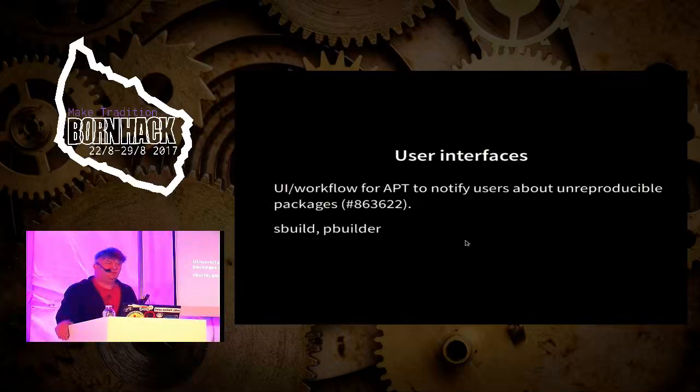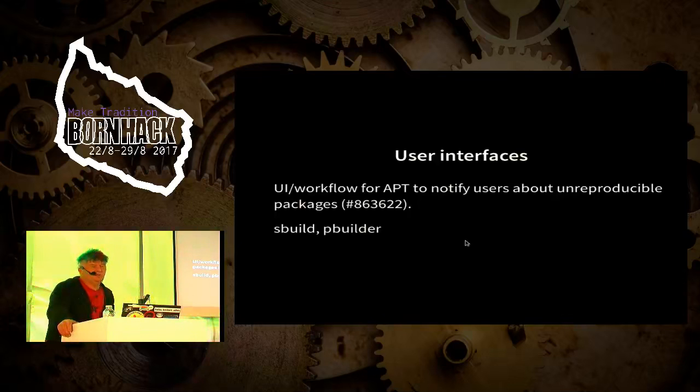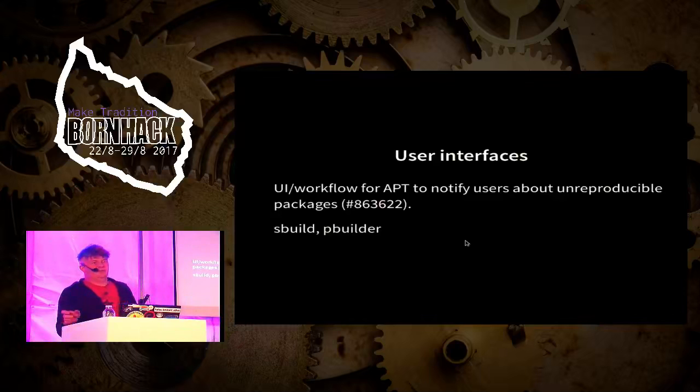And we still need to do work on user interfaces so that users can really meaningfully benefit from it. So apt could notify the users: do you really want to install this unreproducible software? There's a prototype patch for it in this bug. And we also need support in sbuild or pbuilder or other build tools so that users can take these build info files and rebuild software themselves. And we need tools so that users can trust other people's rebuilds.